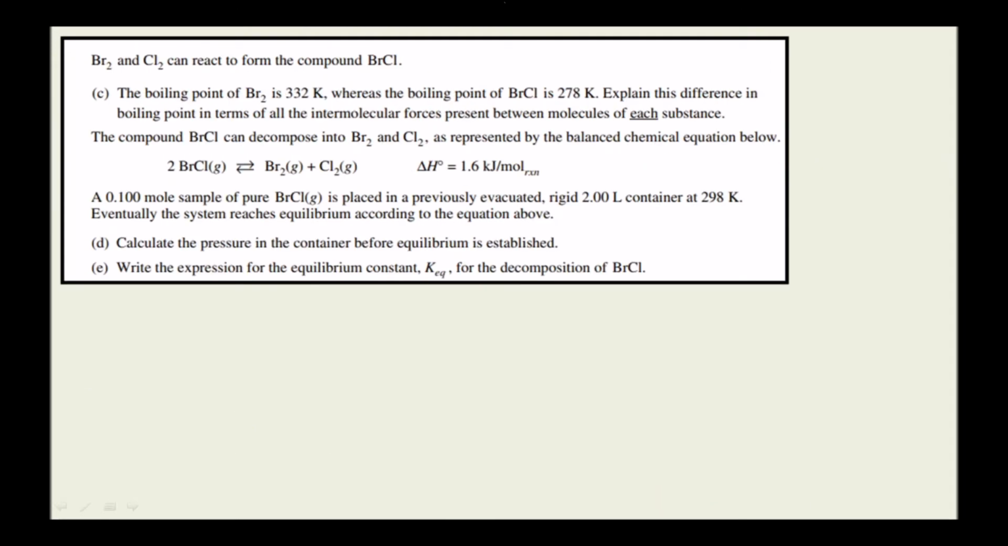Br2 and Cl2 can react to form the compound BrCl. Part C. The boiling point of Br2 is 332 Kelvin, whereas the boiling point of BrCl is 278 Kelvin. Explain this difference in boiling point in terms of all the intermolecular forces present between molecules of each substance. They even underline each for you.